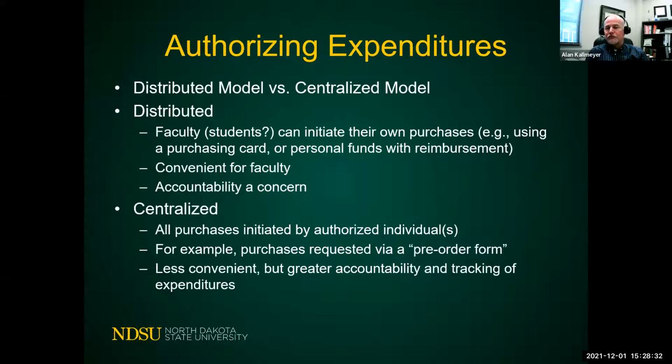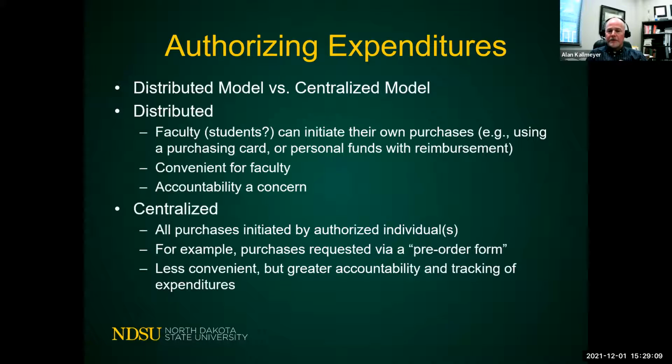Where I would classify a distributed model as one in which faculty have a lot more flexibility, and maybe even students, to initiate their own purchases, right? So a faculty member has a grant. Many departments will issue them a purchasing card that they can use to buy their own supplies or equipment, or use it for travel and those types of things. That's a very convenient method for faculty. It's quick, it's easy. They don't need any authorization. They can just go out and spend the money.